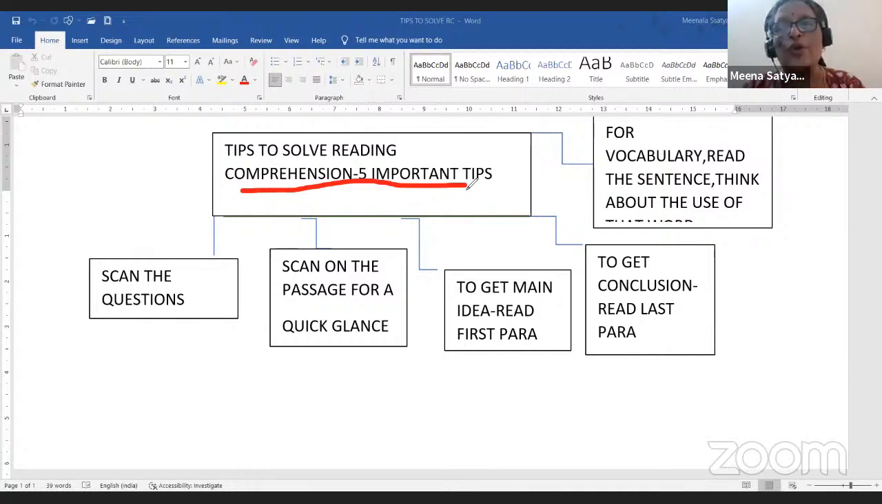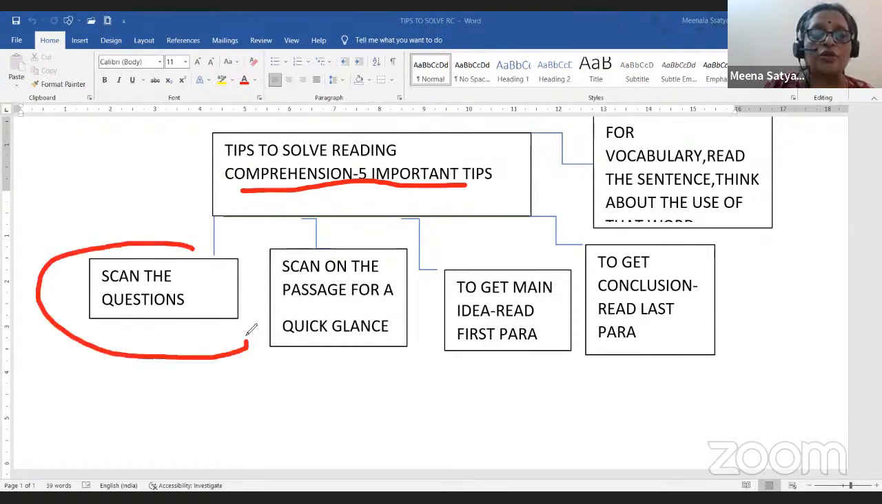So, the smartest way to approach this comprehension passage is to immediately see this first one: scan the questions. Don't start reading the passage from the beginning till the end. Your precious time is just gone. You have 35 questions. Imagine 5 marks for this. So please don't sit on it at all. Immediately go to the questions.